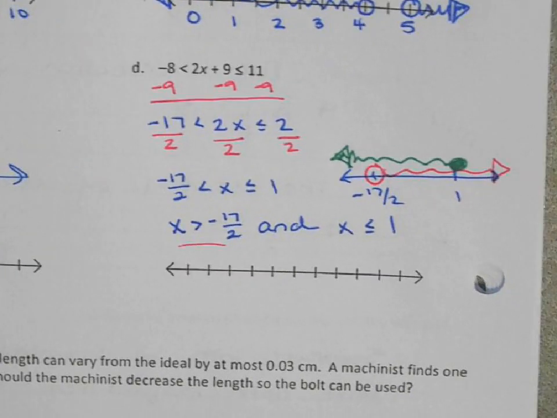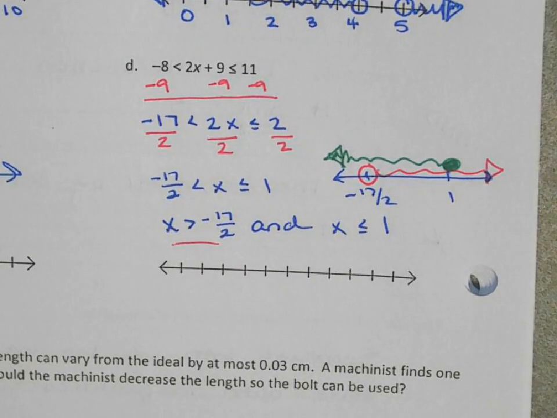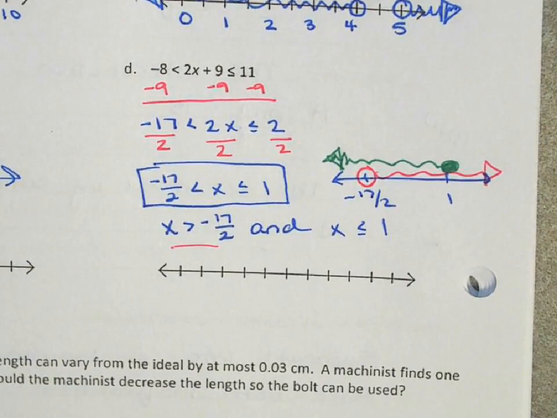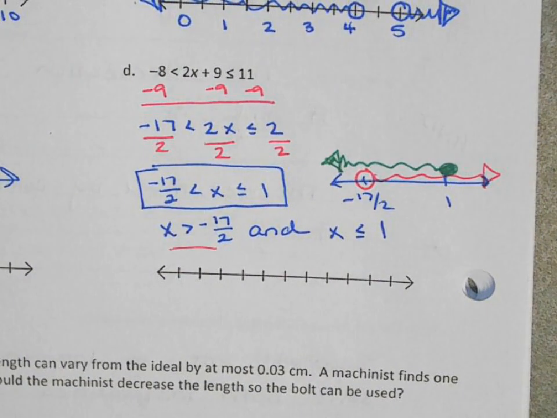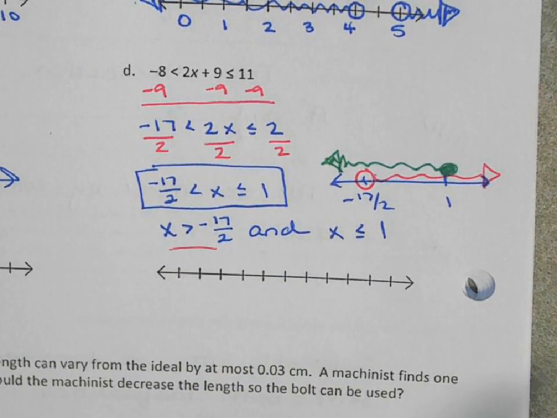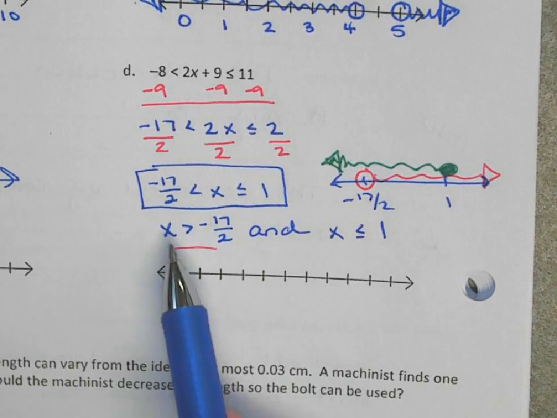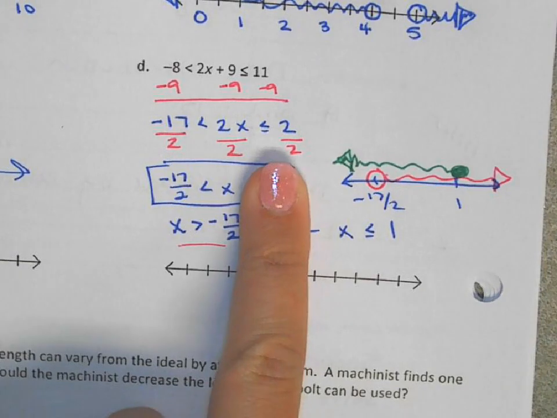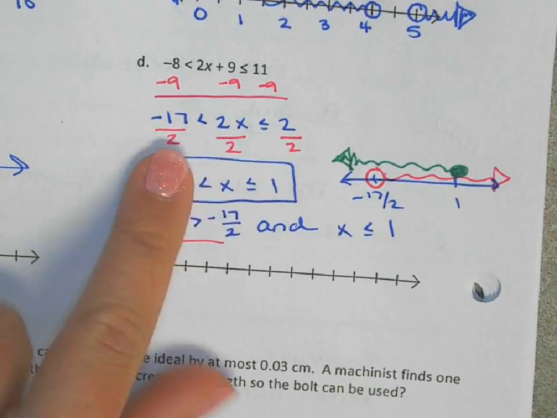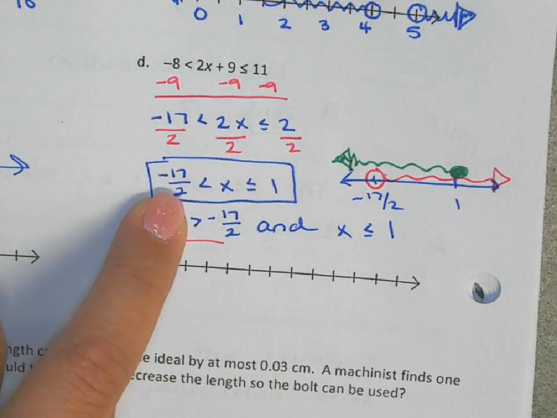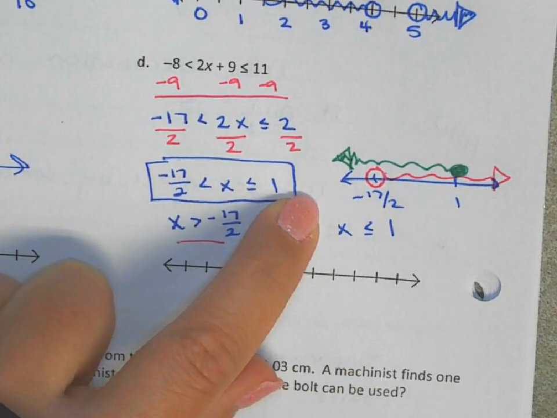All right, on this one, it does not matter which way you write the solution. I typically leave it like this. I like to write it like that, or you can write it like this. If you're leaving it like this, you're thinking about it as x has to be bigger than this number, and x is smaller than that number. This number is your smallest, this number is your biggest.